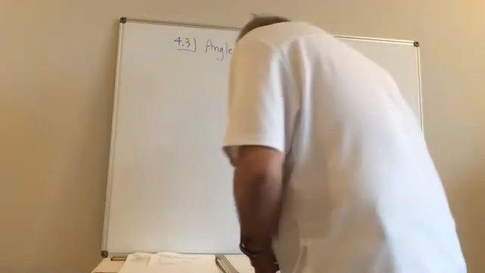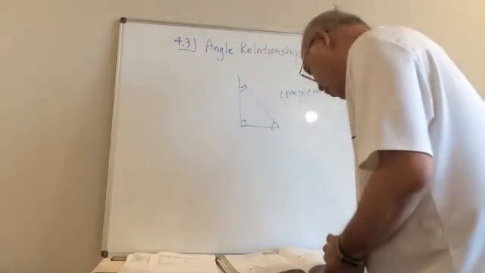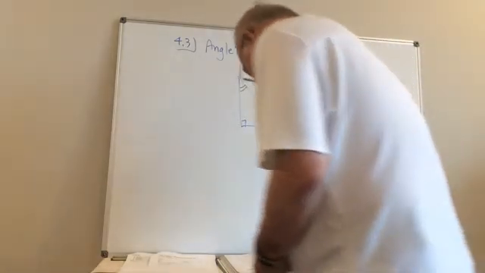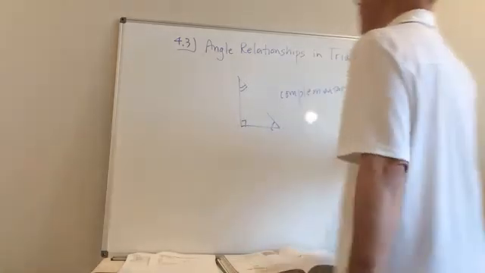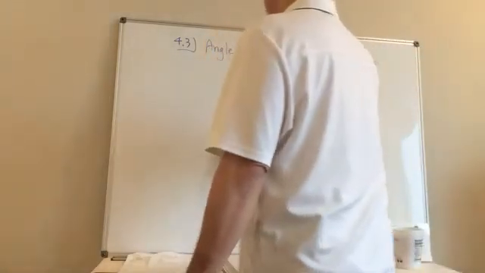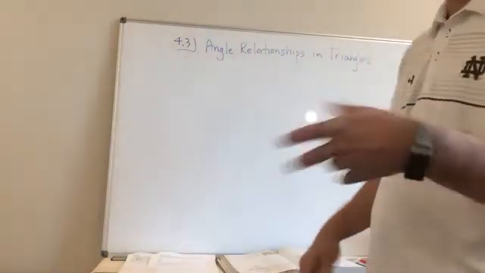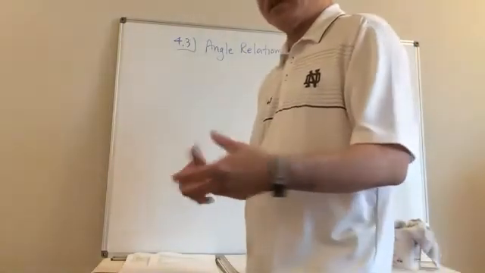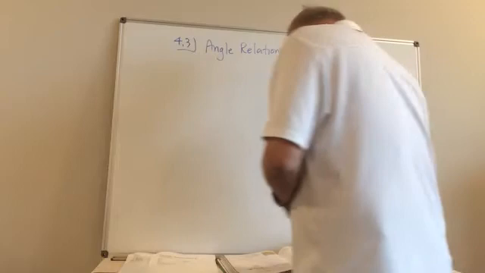Okay, and then the second corollary is the measure of each angle of an equiangular triangle is 60 degrees. So if it's equiangular, it means that all three angles are the same, right? So if I have three that are the same that add to 180 degrees, I will just divide 180 by 3. And I can find that each angle is going to be 60 degrees, right? Okay, so that's good.